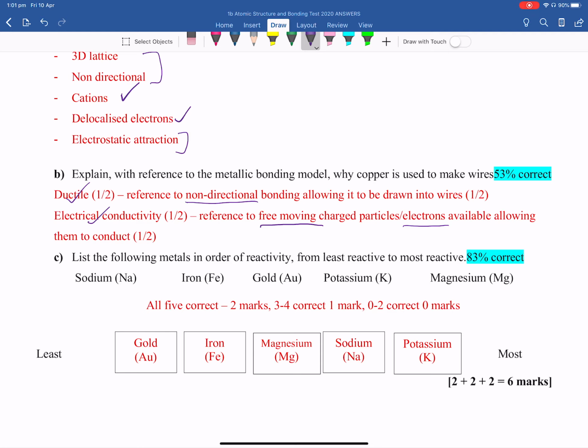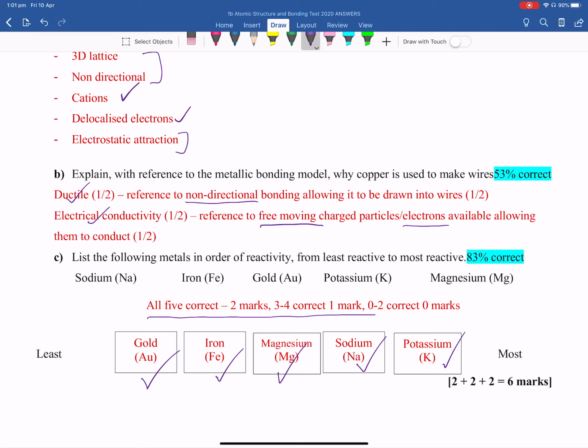The very last question, only a couple of people managed to flip them around, but you needed to use your periodic table and also your knowledge from our experiment. Gold, completely unreactive. Most people knew that one. Iron, not very reactive, so it went there. Magnesium was the highest reactivity you did in your experiment, so it went there. Sodium, we saw a little bit of a pop, and remember when we did potassium and water, it was highly explosive, so that's why it went there.